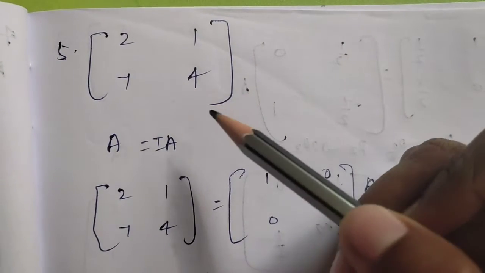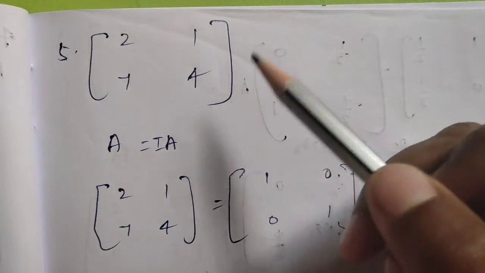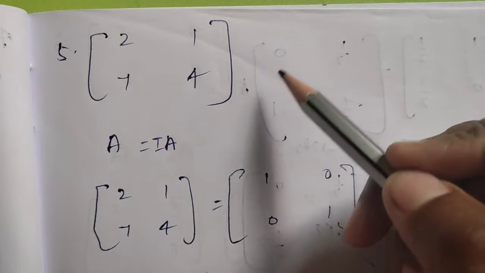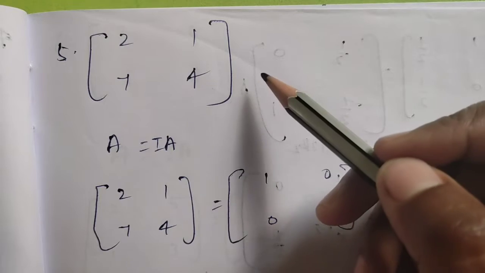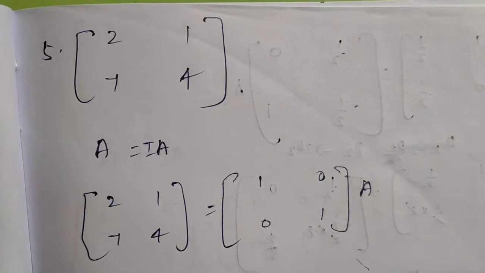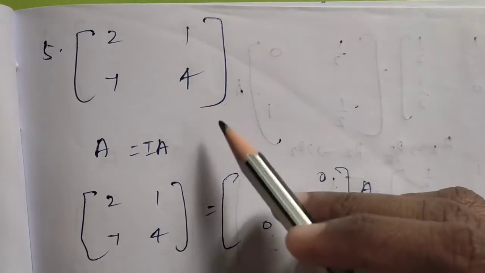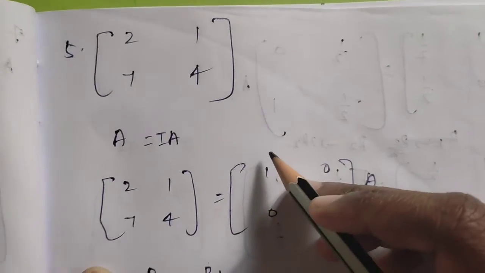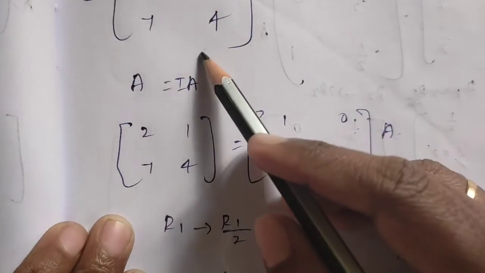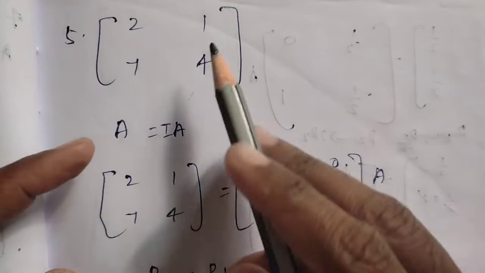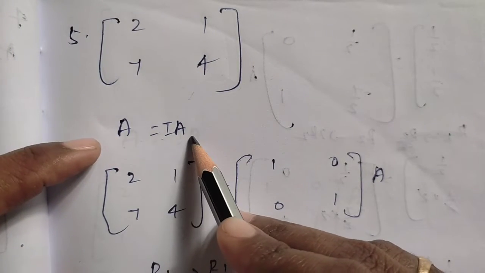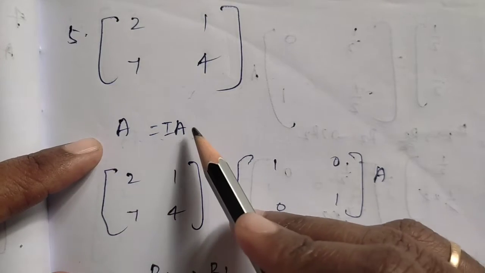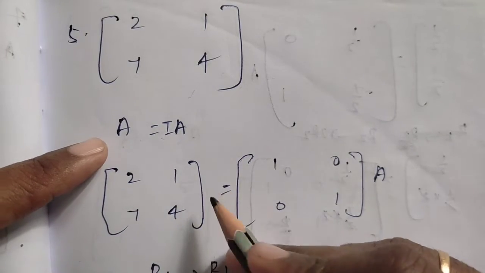Find A inverse of the given matrix by using the elementary transformation. In the previous video we have seen what the elementary transformations are and the steps to be followed to find the A inverse. Now we'll see the problem. Here the matrix A is given and we should write A as A is equal to I into A. Here we are going to use the row operations.